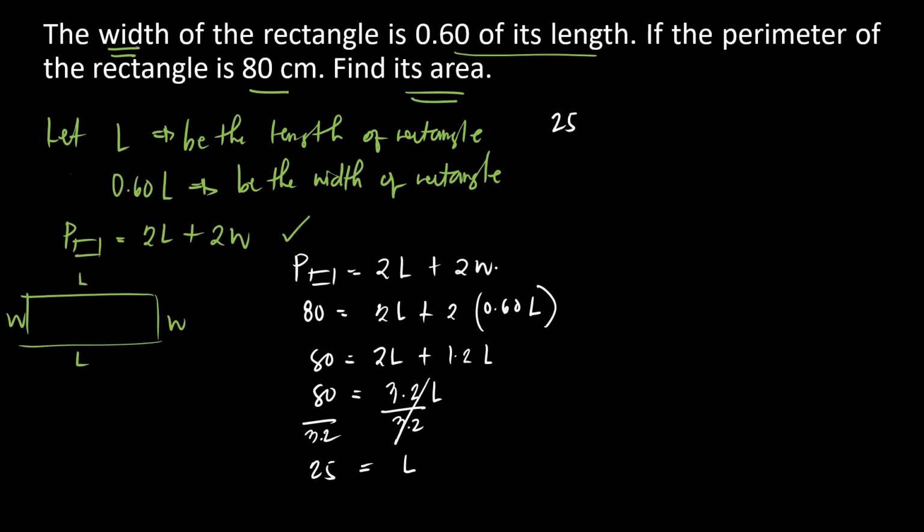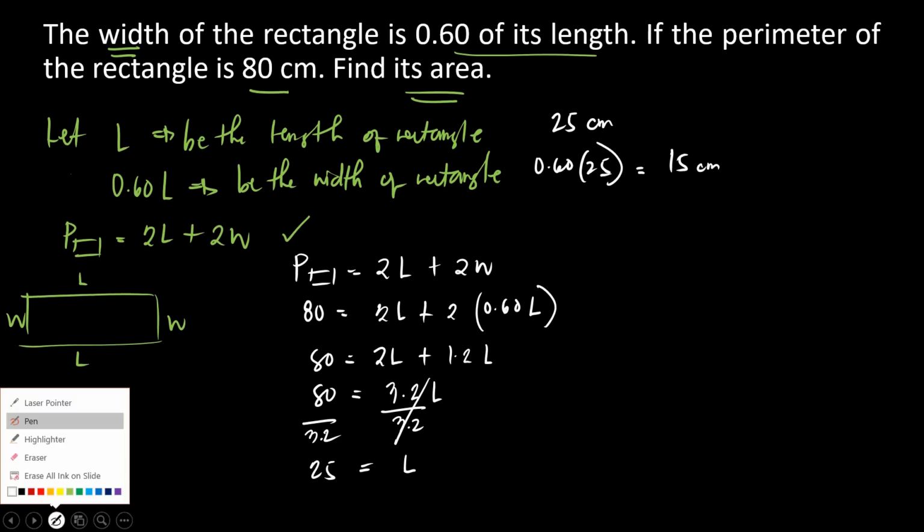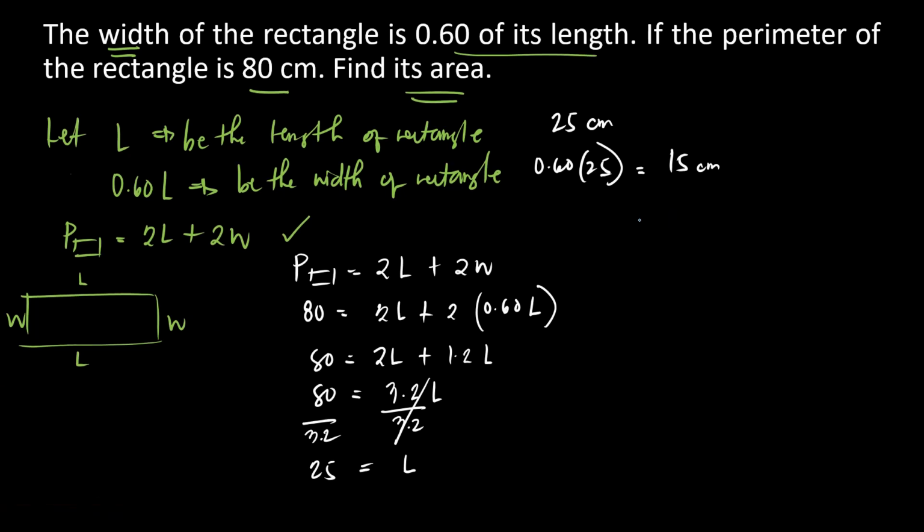Okay, sabi dyan, si width daw is 0.60 of the length. So, we have to multiply 0.60 times 25. You will get 15. Okay, do not forget the unit, 25 centimeters in length, tas 15 centimeter sa width. Okay, so for us to determine our answer is correct or the value of the length and the width are correct, balik tayo kay perimeter. Sabi, si perimeter daw ay 80. Okay, yung perimeter ng rectangle is 80. Now, we can now substitute the value of the length and the width. Our length is 25.